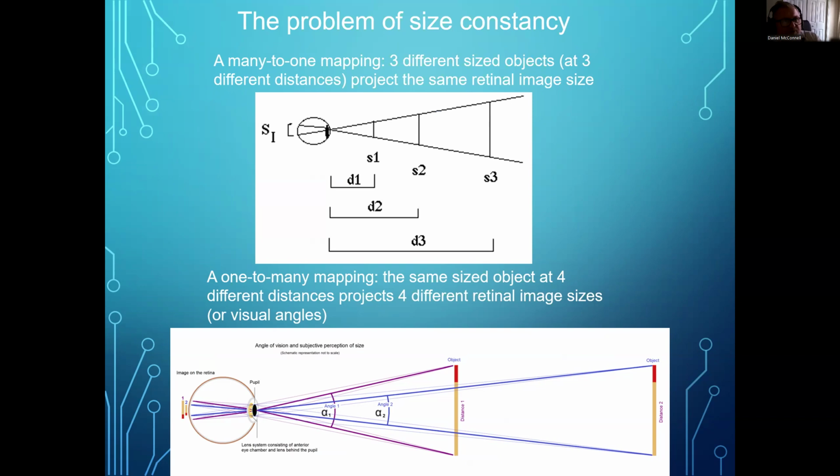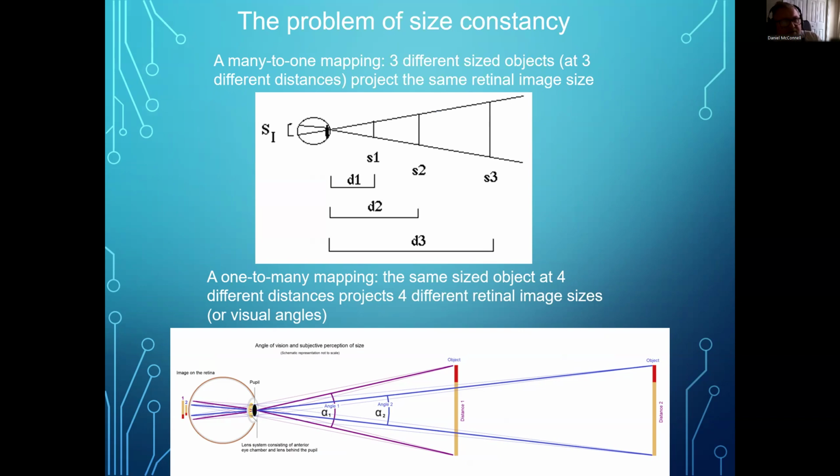I'm just going to show you these real quick. So the basic idea on the top here is a many-to-one mapping. We have 3 different objects of size 1, S1, size 2, S2, and size 3, S3. So S1 is small and S3 is large, right? But they are presented at 3 different distances, which is D1, D2, and D3.